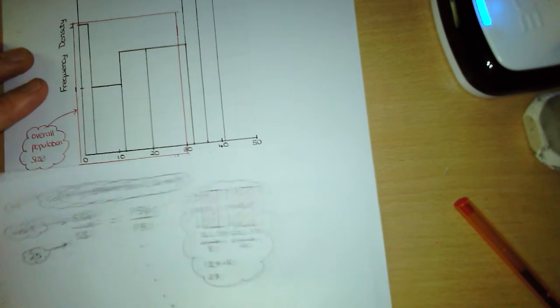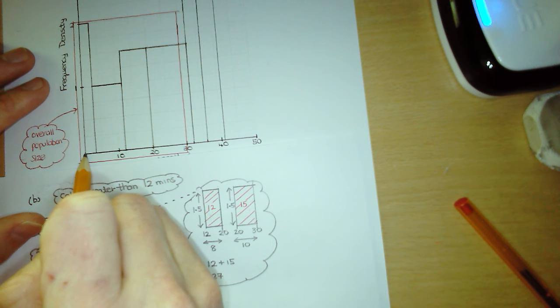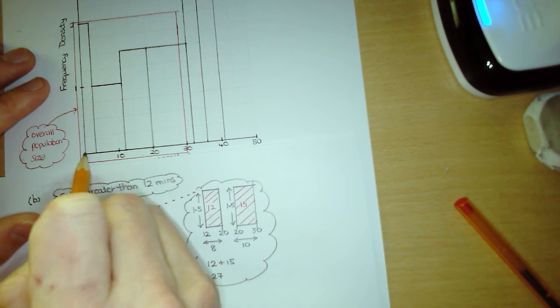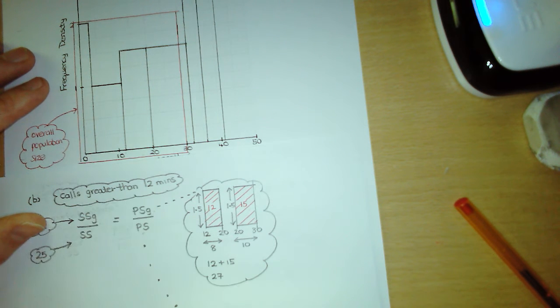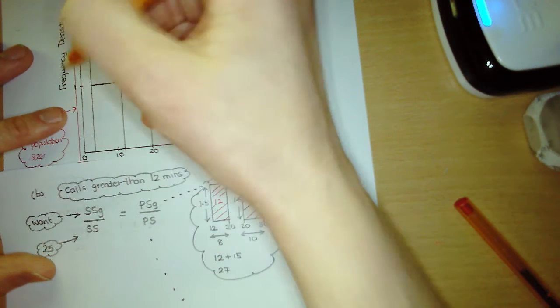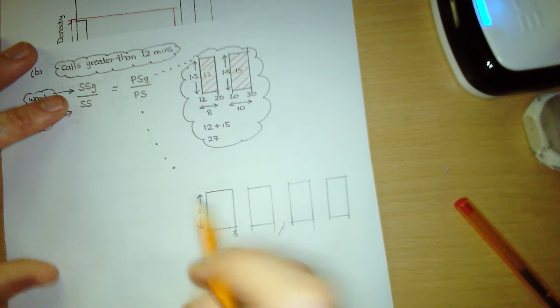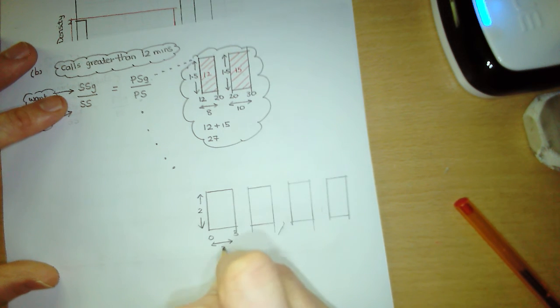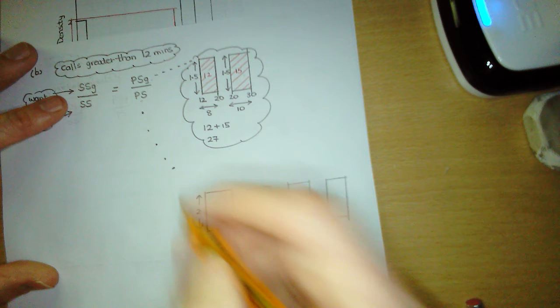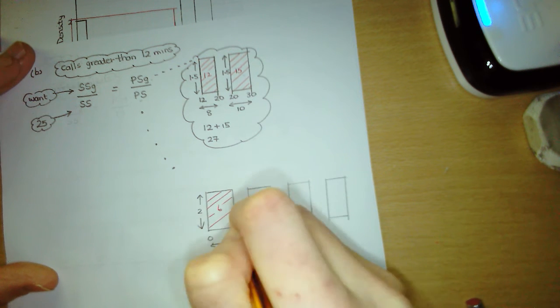Okay, so we need to get the area of this thin bar here first of all. So this thin bar runs from 0 right up to 3. So that's our first bar, 0 to 3. And then it is 2 high. So we know that it's 2 high and it's 3 wide. So multiply those together to get the area of the rectangle. That's going to give you 6. So in other words, there are 6 calls between 0 and 3 minutes.